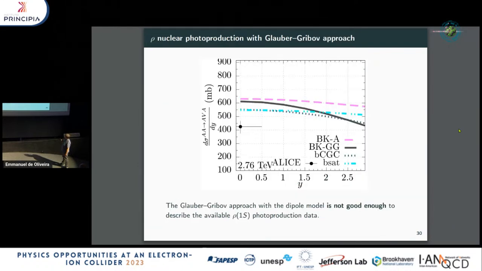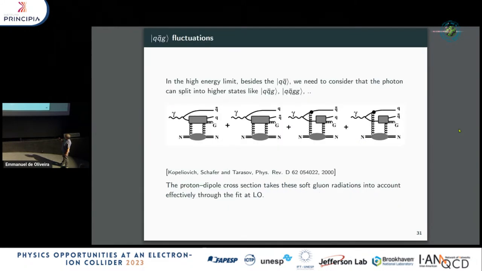If done this way. So even if you don't use Glauber-Gribov, BK does not have Glauber-Gribov, we also don't get a good result. So what's the idea? The idea is to maybe take into account higher fluctuations. So the photon becomes quark and antiquark, okay. But the quark can emit a gluon. Now we have three particles that interact with the target. And then we have many ways these things can interact, of course. This would be related to next-to-leading order calculation, okay.